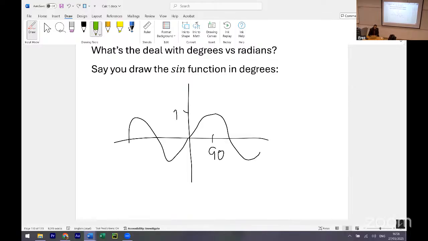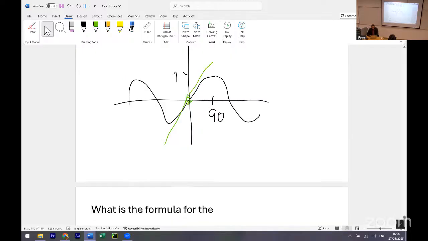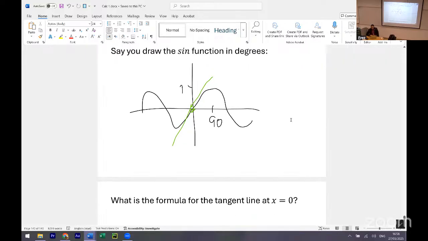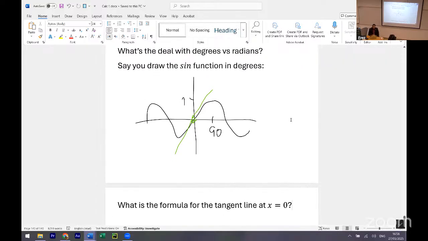Now, I'm looking for the tangent line at x equals 0. What is the formula for the tangent line at x equals 0? What do you say? That's a high school level question.